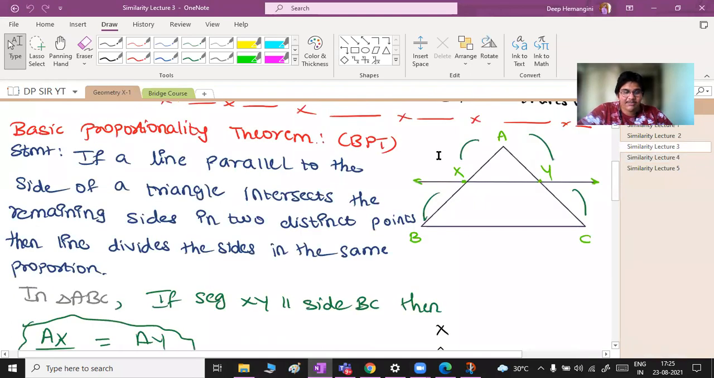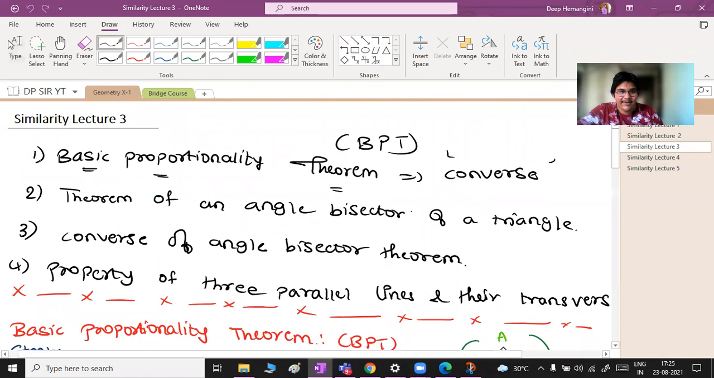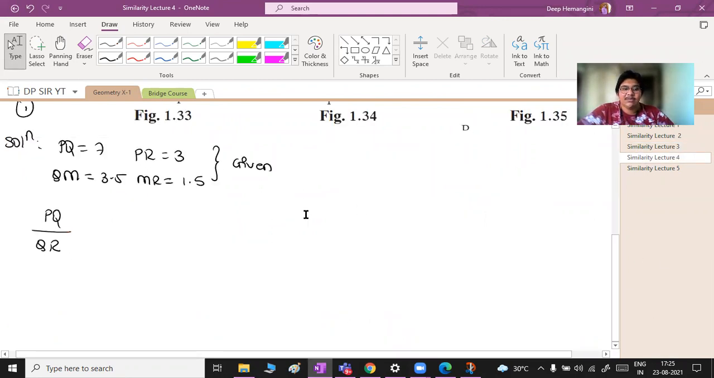Let me just quickly jump to the part we have studied. We have studied BPT. We have studied theorem of angle bisector, and its converse. Also we have studied converse of BPT. Do not forget this. After that we have studied property of three parallel lines and their transversal. So in today's session, that is lecture number 4, we are going to study the applied part of it.